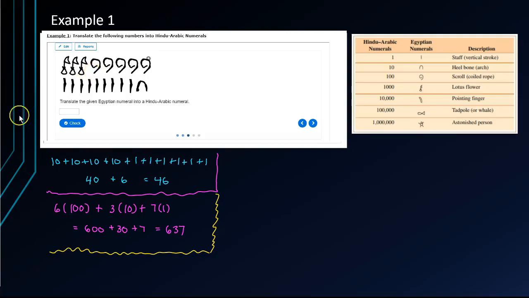So when I translate this, I have 3 times 1,000 because each lotus flower is 1,000, 5 times 100 because scrolls are 100. I have 9 stabs plus I have 1 heel bone, which is 10. So adding these together, multiplying through, I get 3,519.